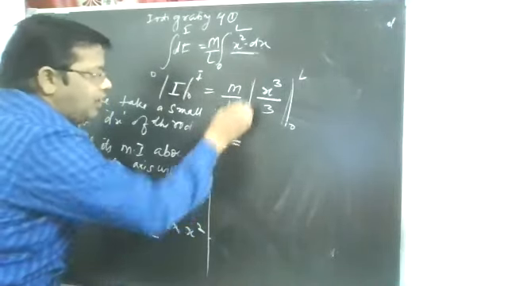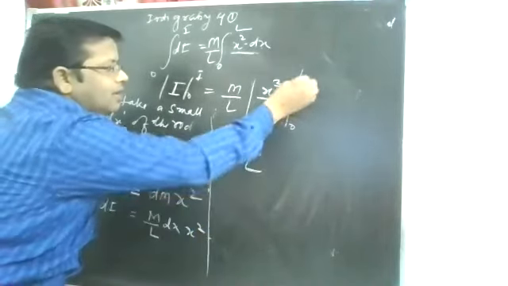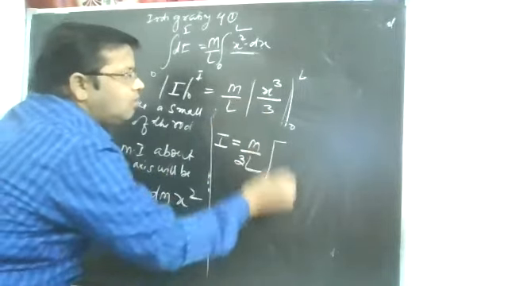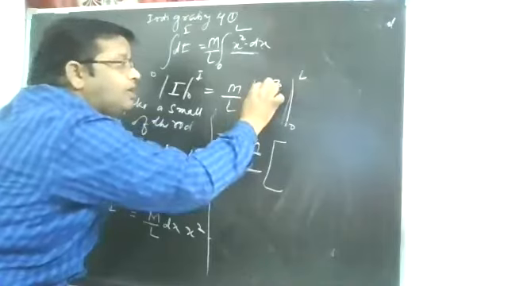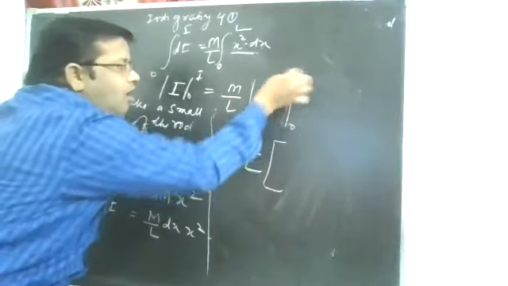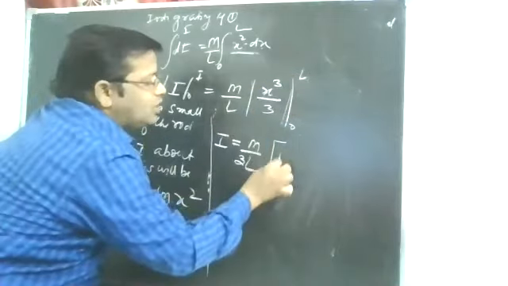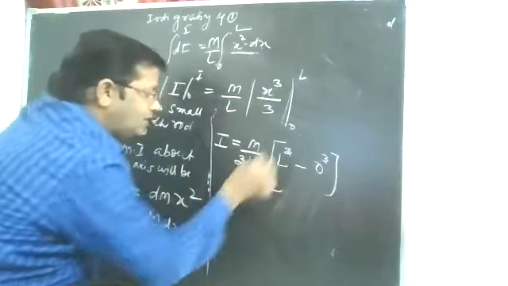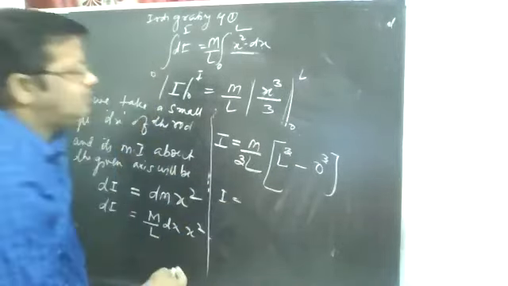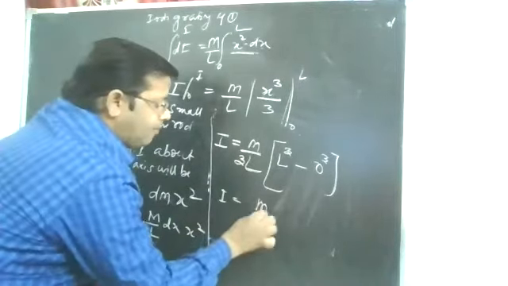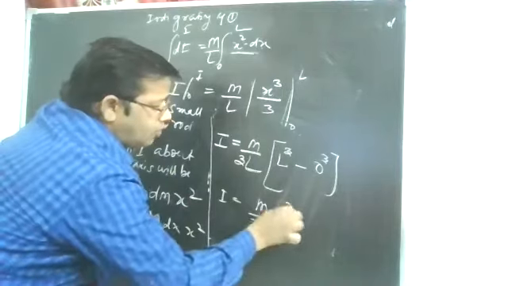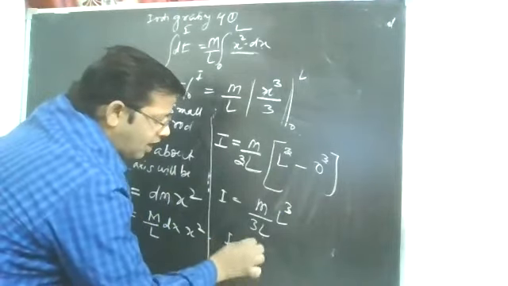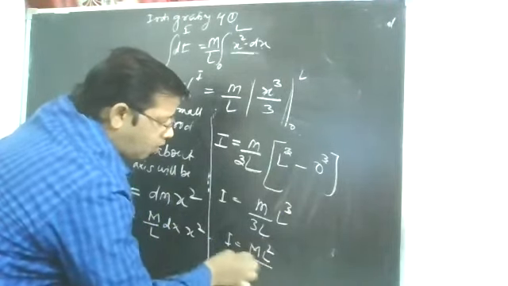The moment of inertia of the whole rod is M by L, with the constant term 3 coming out. Now, the upper limit is L: first put the upper limit, minus the lower limit. The upper limit gives L cube, minus the lower limit, 0 cube, which is 0. So the moment of inertia of this rod is M by 3L into L cube. L cancels out, L square is left. The moment of inertia will be M L square upon 3.